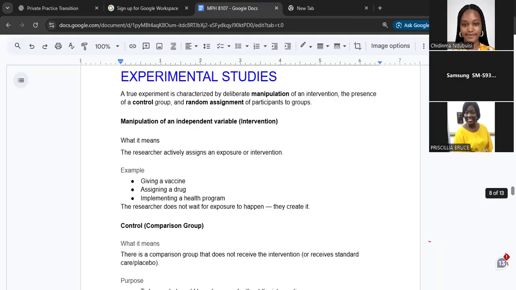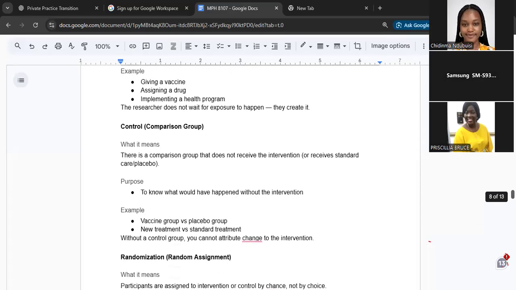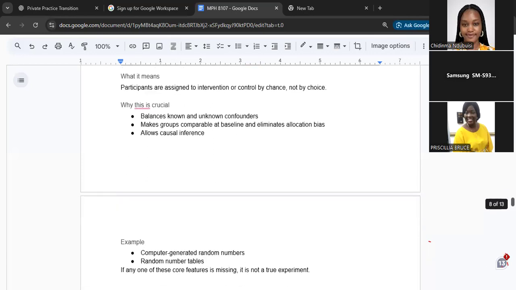Okay, so we've mentioned the three things. We said there has to be manipulation of an independent variable, that is, the intervention. Then there has to be a control group, and then random assignment, randomization. When all of these are present, because there's randomization, you will know that it's not like I did anything, it just happened. It was not like I was selecting who will get the intervention or not. It just happened.